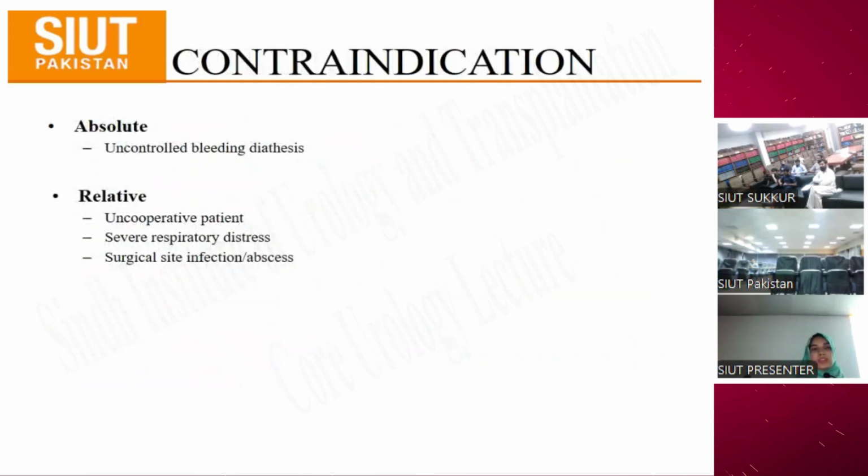So we can also divide the contraindications into absolute and relative. Absolute is uncontrolled bleeding diathesis, and relative are uncooperative patient, severe respiratory distress, or surgical site infection or abscess.